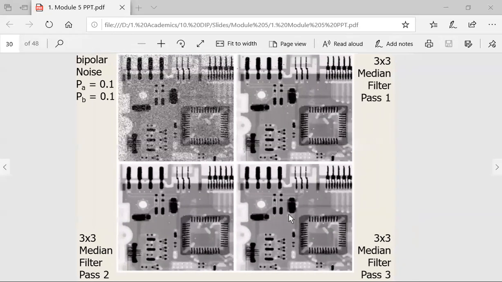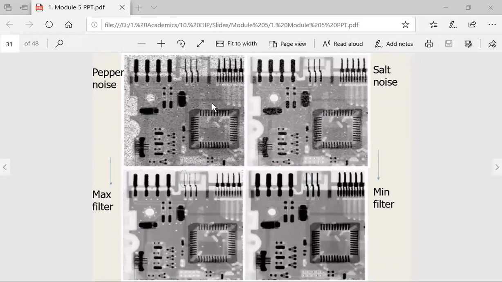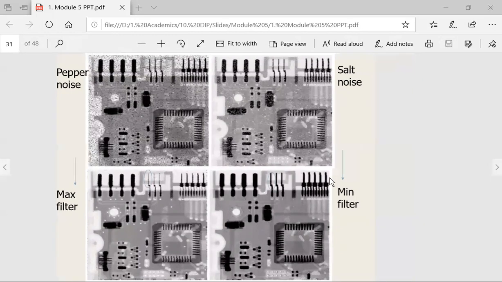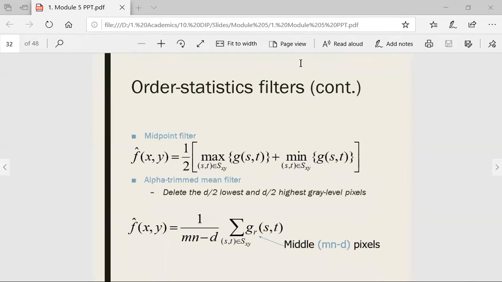You can see, for pepper noise, that is black noise, max filter is best. For salt noise, that is white noise, min filter is best. Pepper noise, you're seeing more black pixels in this image. Salt noise, you're seeing more white pixels in this image. So when you add the pepper noise or the salt noise, you can use max filter or the min filter respectively.